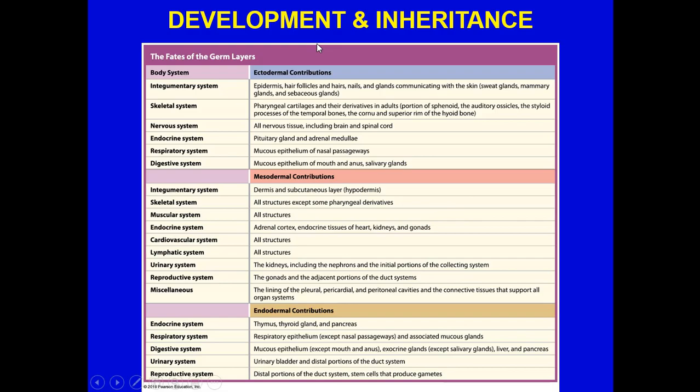Here, ectodermal contributions. You will see a large amount of it. All of the nervous system, including brain and spinal cord. Endocrine, some of the pituitary gland, adrenal medulla. Respiratory, you will see some of the other structures here, both digestive and integument. The integument is really coming from the ectodermal, but the interesting thing is that is for the epidermis. The dermis comes from mesoderm.